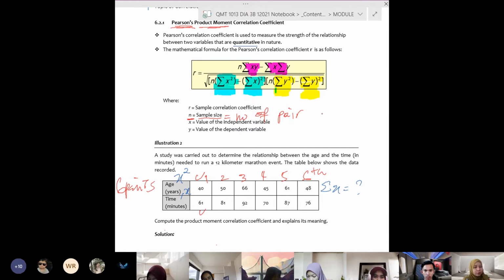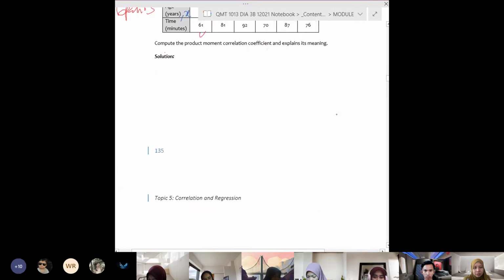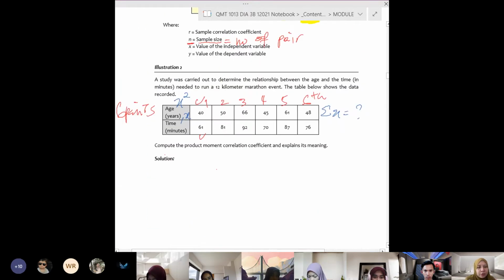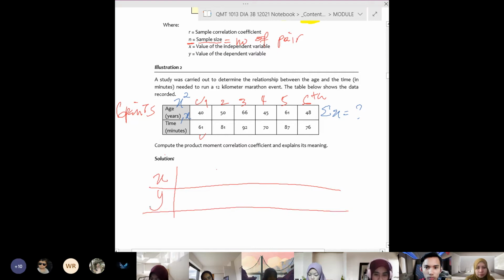In order for you to calculate, what are the things that you need? First is to identify your x value. Which one is the x value for this case? H, because H is our independent variable. The time taken to complete the run will be the Y value. So the H is for X.